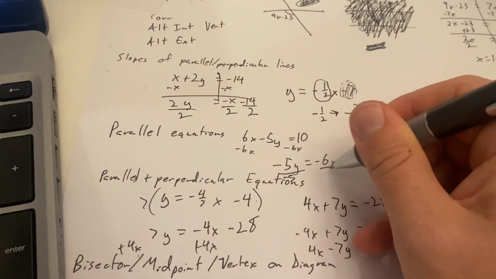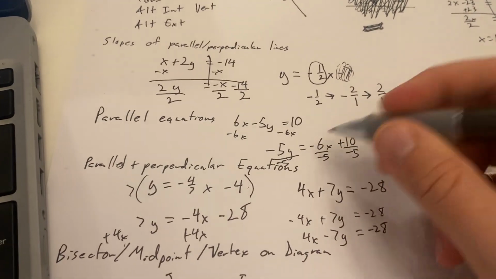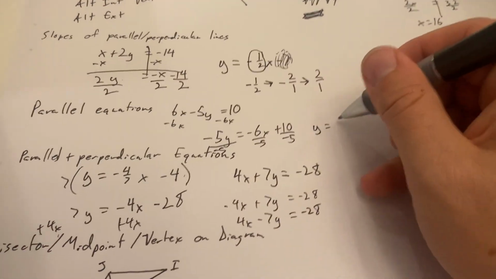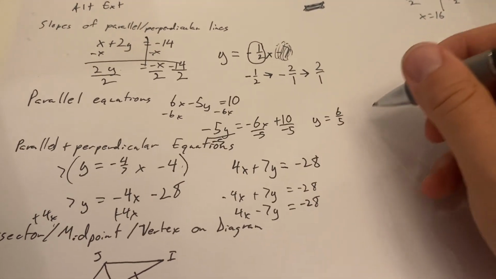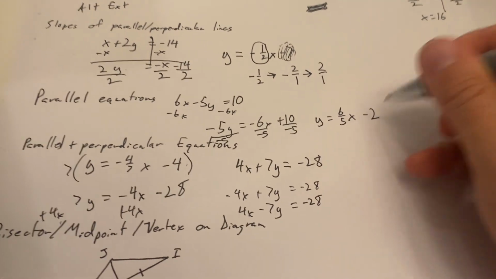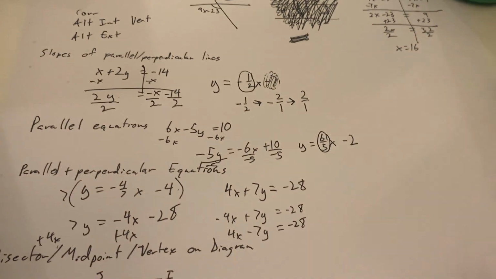Divide by negative 5, divide by negative 5, divide by negative 5. I end up with y is equal to a negative divided by a negative is a positive. So that would be 6/5. And then a positive divided by a negative is a negative. So that would be minus 2. So if I'm looking for a parallel one, it needs to have a slope of 6/5.